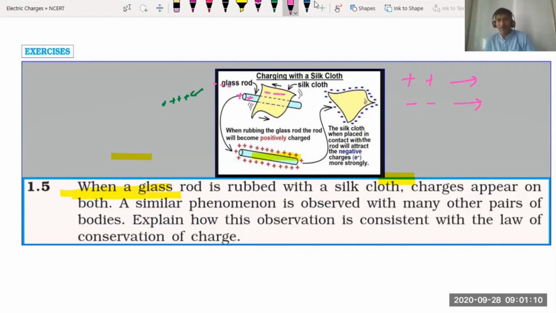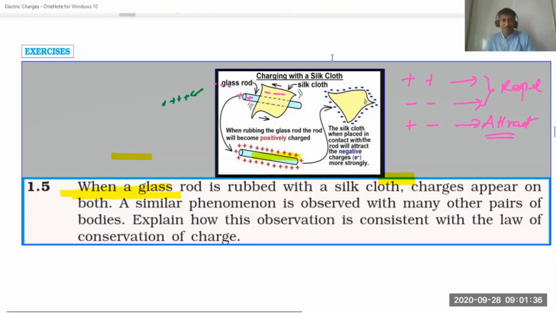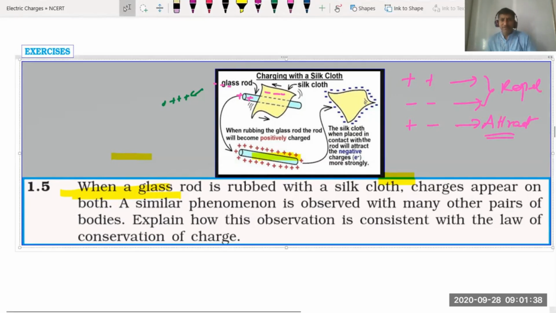So these will repel. Now coming to this glass rod and this silk cloth, which have positive charge and negative charge, they will attract. Since these are unlike charges, this glass rod and this silk cloth attract, right? So this is the explanation, and I will continue from here for the given question.